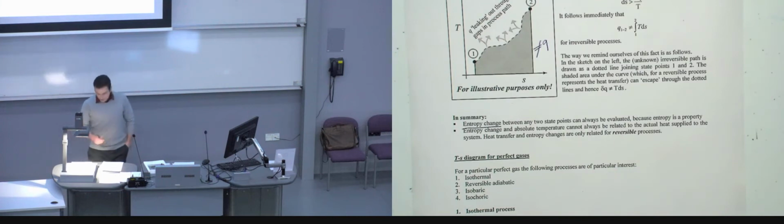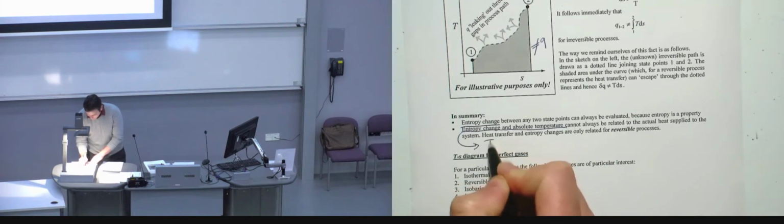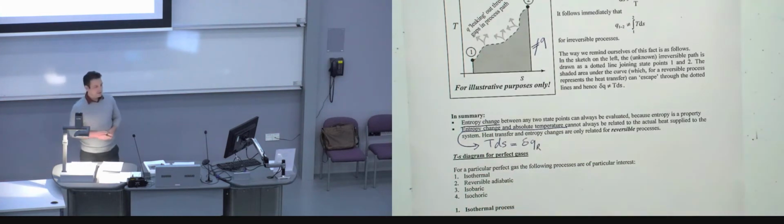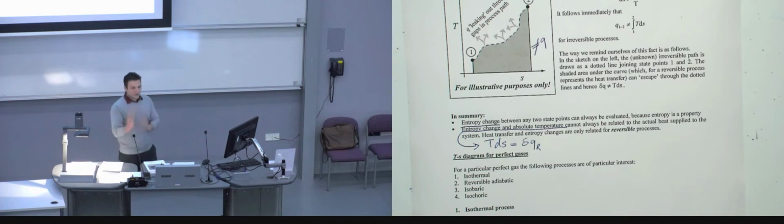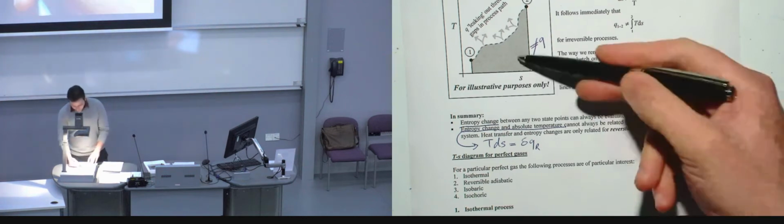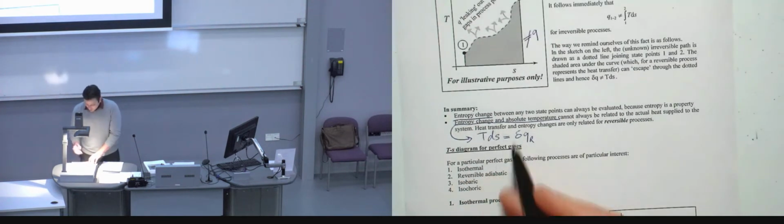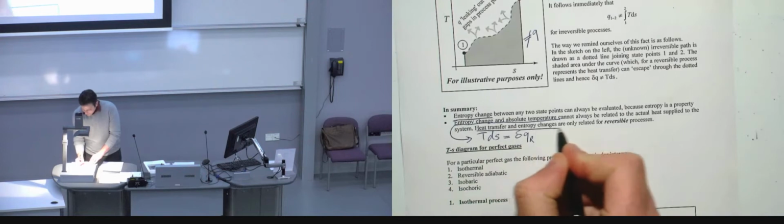Entropy change and absolute temperature cannot always be related. The relationship between entropy change and absolute temperature is really just TdS equals delta QR, what we've been looking at. Obviously here, you're relating heat and temperature to entropy. What we're saying here is that it's not always the case, and we just showed one example where you have irreversible processes. So this is not true all the time. It's only possible to relate them if you have a reversible process. And I think we've established by now that this equation is only applicable when you have a reversible cycle.